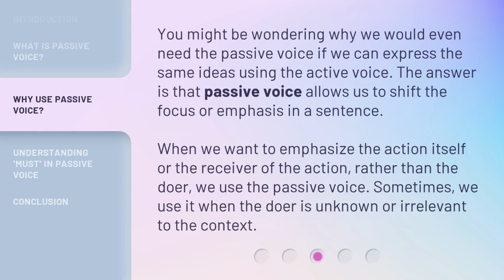You might be wondering why we would even need the passive voice if we can express the same ideas using the active voice. The answer is that passive voice allows us to shift the focus or emphasis in a sentence. When we want to emphasize the action itself or the receiver of the action, rather than the doer, we use the passive voice. Sometimes, we use it when the doer is unknown or irrelevant to the context.